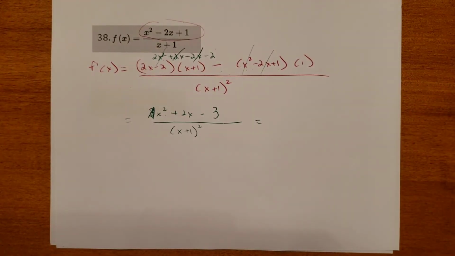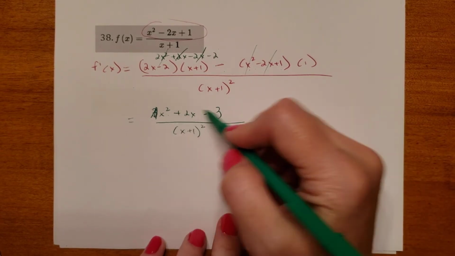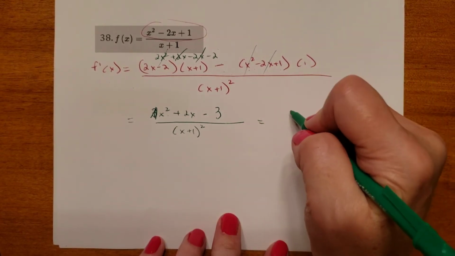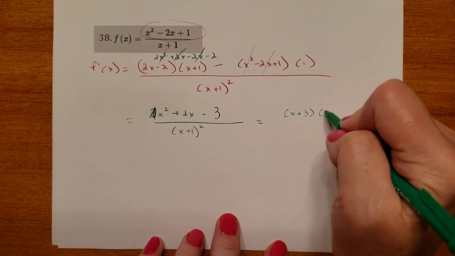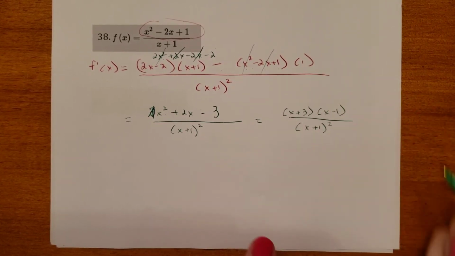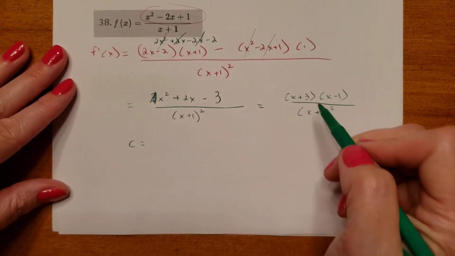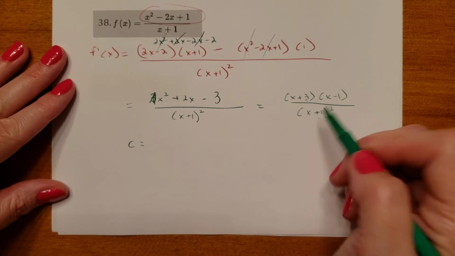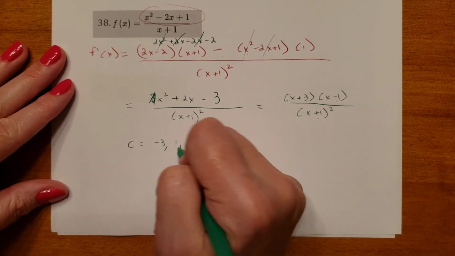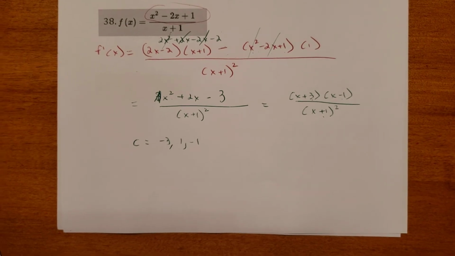And again, we're trying to find the critical numbers where it's equal to 0. So let's see if that factors on the top. That factors into x plus 3 times x minus 1 over x plus 1 squared. So the critical numbers we can find here really quick, just eyeballing it, are negative 3, 1, and negative 1. Because those numbers make it either undefined or equal to 0, and it's all about where the graph is equal to 0 or undefined.